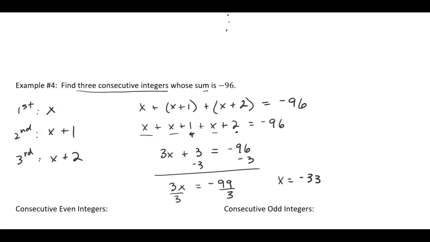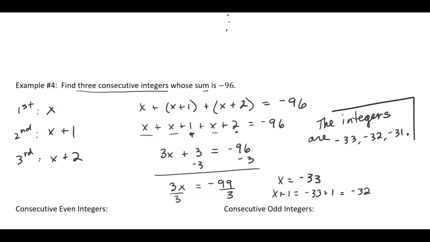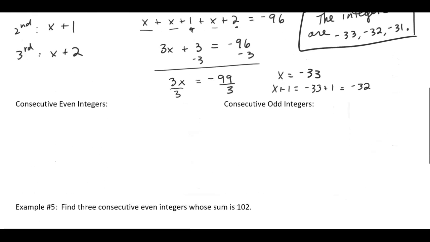So my first integer is -33. But what's the next one? What's x plus 1? Well, it's -33 plus 1, which is going to be -32. And then the next one's going to be -31. So the integers are -33, -32, and -31. And you could add those up real quick and see if it adds to be -96, but it does.